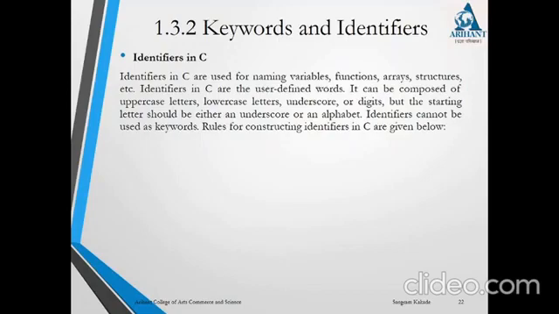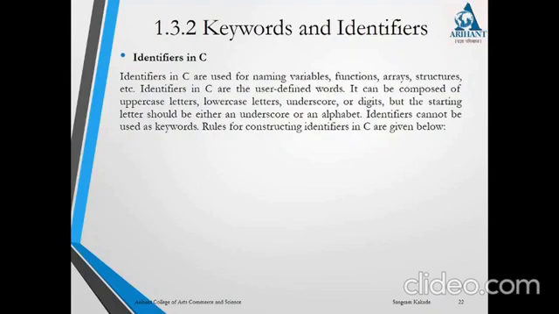It can be composed of uppercase letters, lowercase letters, underscore, or digits, but the starting letter should be either an underscore or an alphabet. So it can be composed of these four things, which is very crucial. You should remember this whenever you are creating an identifier. Even though it includes digits, the identifier should not begin with a digit.